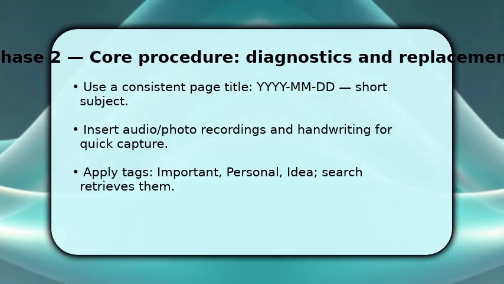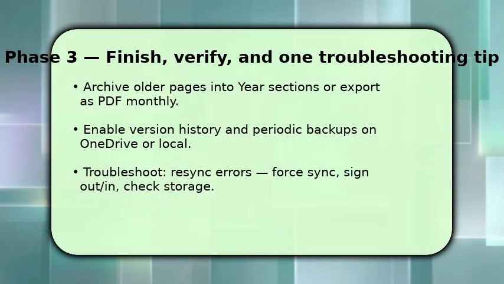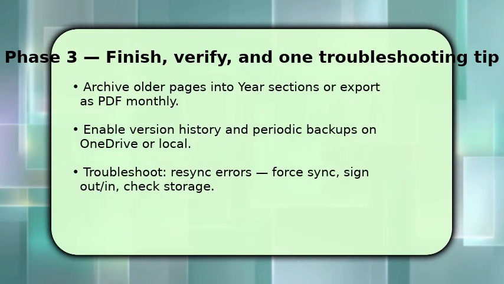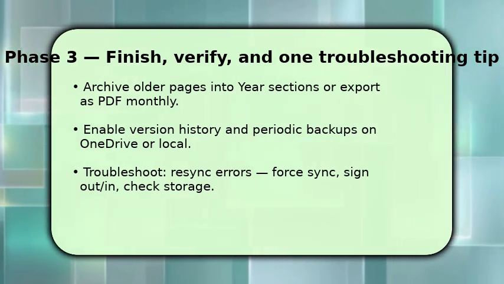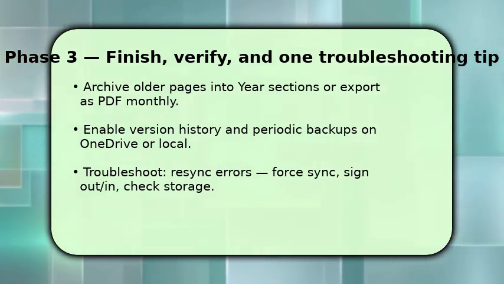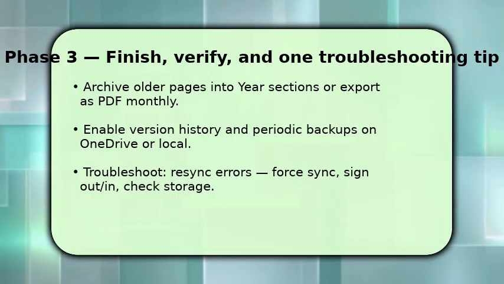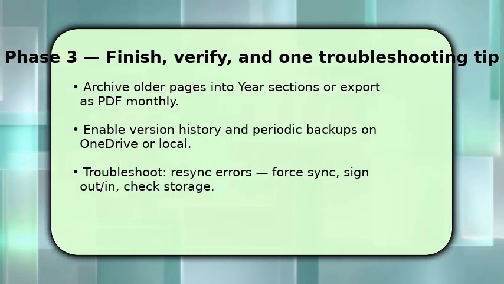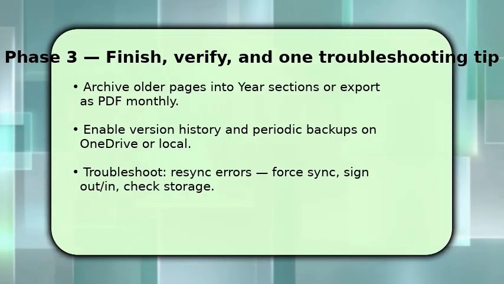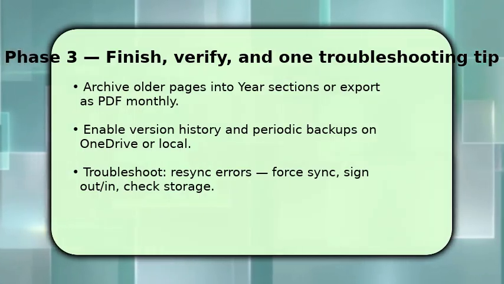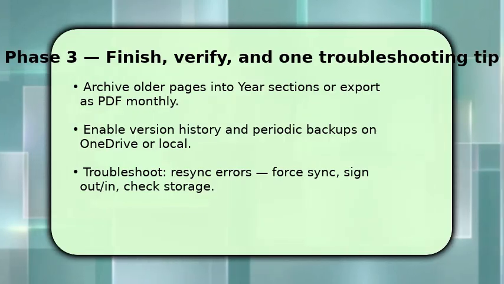Archive older pages into yearly sections or export monthly PDFs to create snapshots. Make sure version history is enabled and keep periodic backups on OneDrive or a local drive so you can restore entries. If sync errors occur, force a sync, sign out and sign back in, and verify storage space. These steps usually fix conflicts.